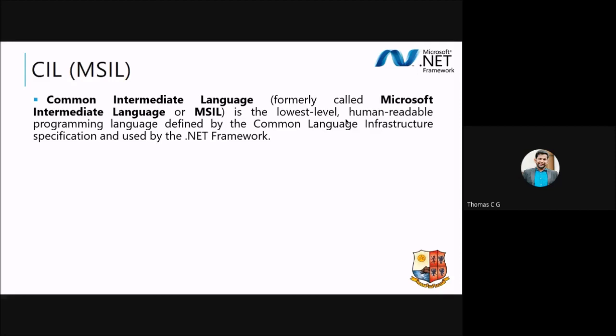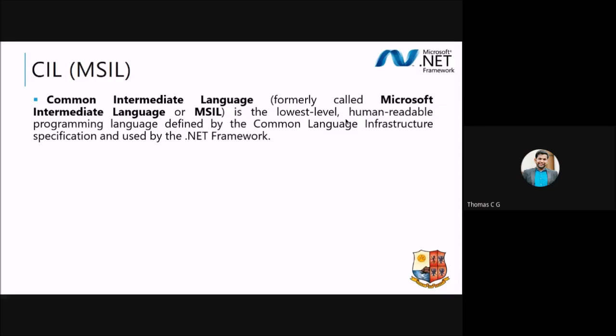All right, it is like assembly language code, because assembly level language is a low level code which can be read by us but not understood by the system. Okay, so CIL is something like that. It is the lowest level human readable programming language, but it is defined by something called Common Language Infrastructure Specification, and it is used by the .NET framework.